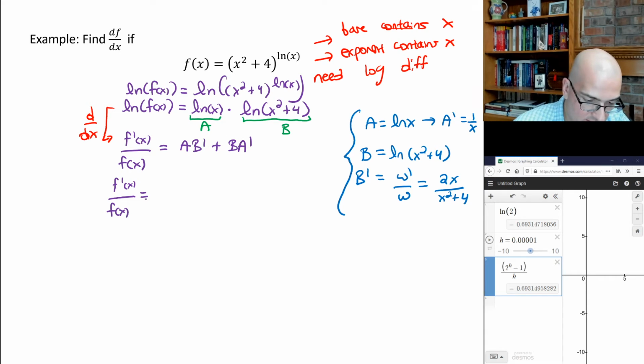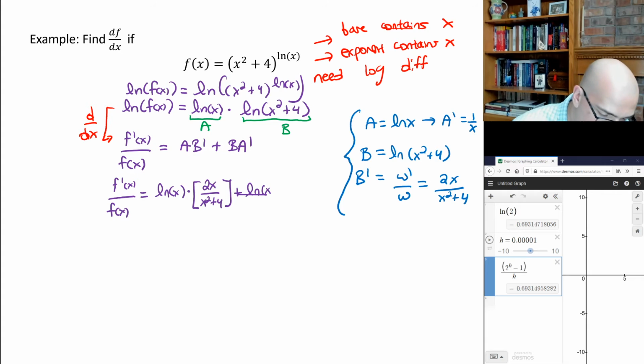So a is ln of x, and then that, I better put brackets there, ln, only the x is in the bracket, multiplied by b prime. So b prime is 2x over x squared plus 4, plus b, which is the ln of x squared plus 4, multiplied by a prime, which was 1 over x.